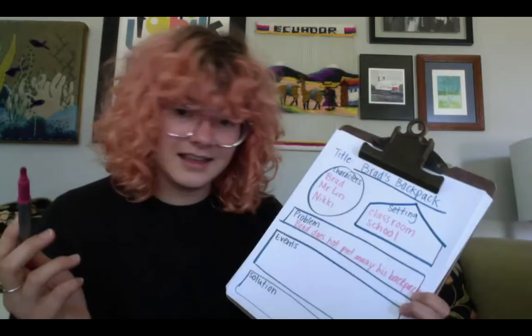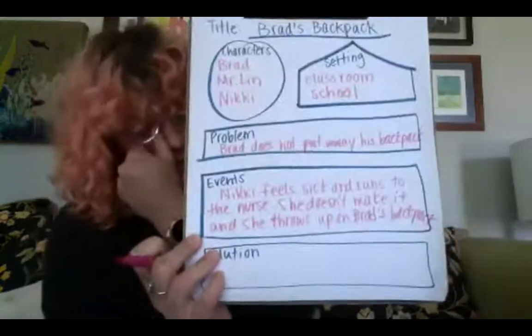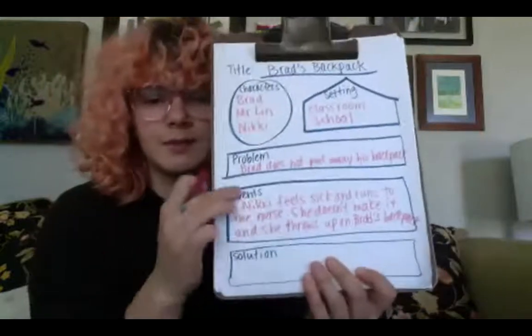So for us, what is it? It's that Nikki felt sick. So I'm going to say Nikki feels sick and runs to the nurse. She doesn't make it. And this is all complete sentences. She doesn't make it, and she throws up on Brad's backpack. Okay, so those are the sort of the events that lead us to, so that's all the stuff that happens in the middle of the story.